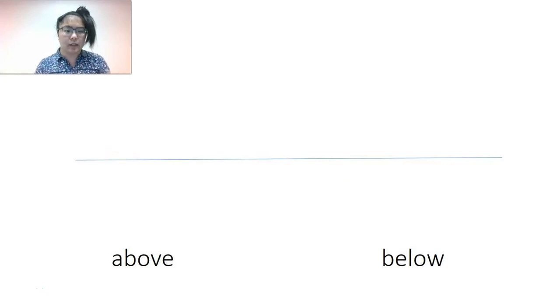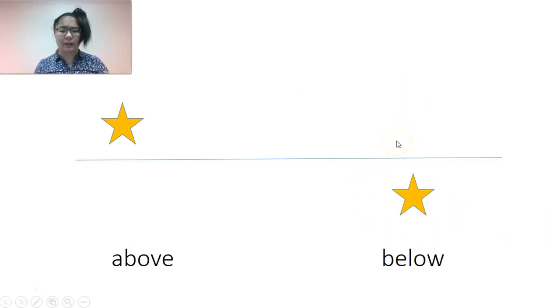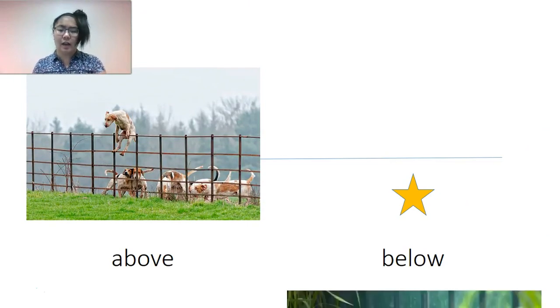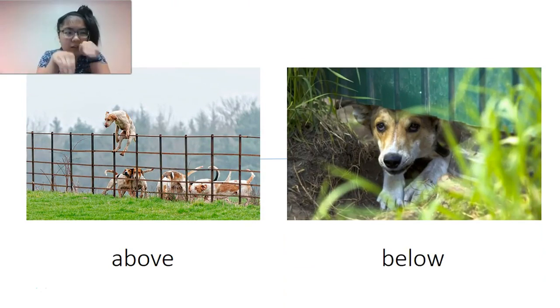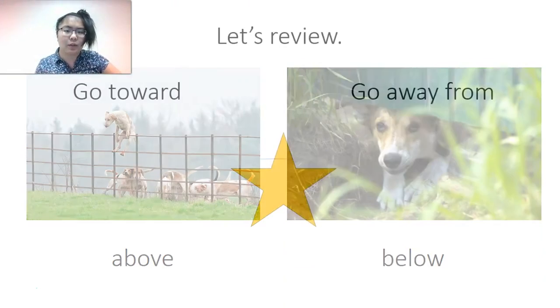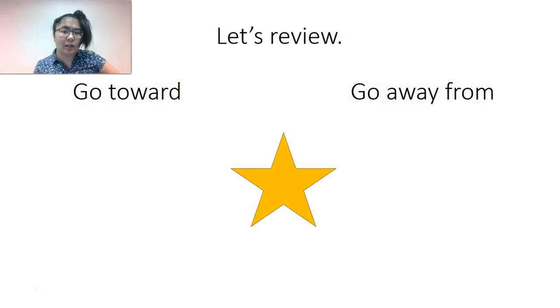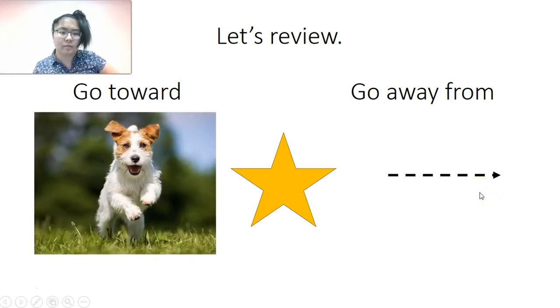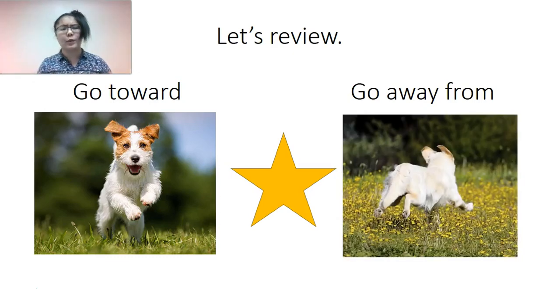We also have above. This star is above the line. And we have below. This star is below the line. This dog is above the fence. He's very silly. And this dog is below the fence. He dug a hole. So he's below. Good. We have go toward and go away from. So we have this line goes toward, and this line goes away from the star. This dog goes toward, and this dog goes away.